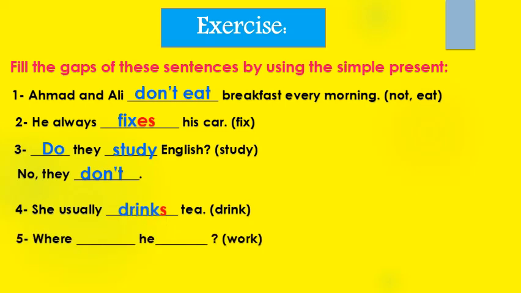Number 5. Where? So here we have the question using the WH question. Where blank he blank work? So here he is singular. So where does he work? So here we need a full sentence. So he works at this school.